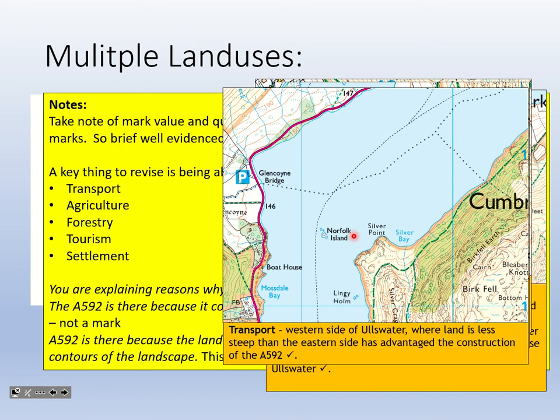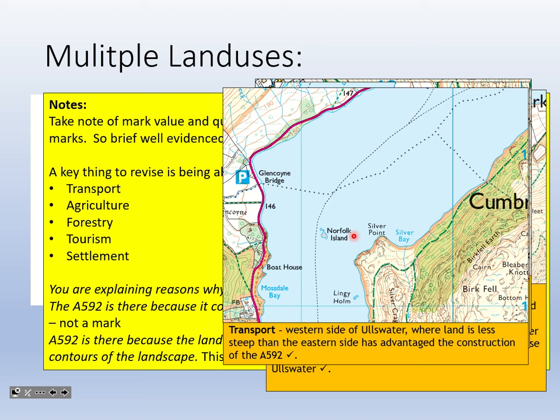Moving on to transport. Transportation routes tend to follow the easiest route across the landscape. So that includes where the land is flat. You're more likely to find roads and railways because they take advantage of that. Not only is it easier for transport to move along the road if the road is flat, but it's easier to construct the road.